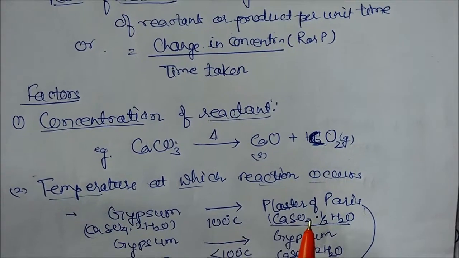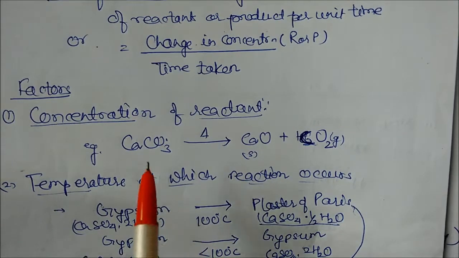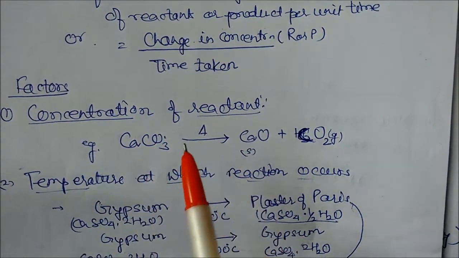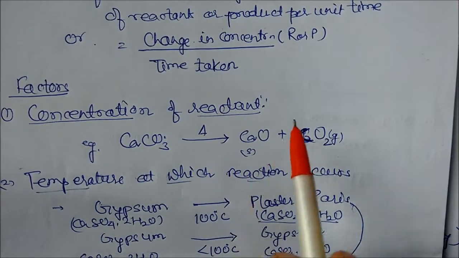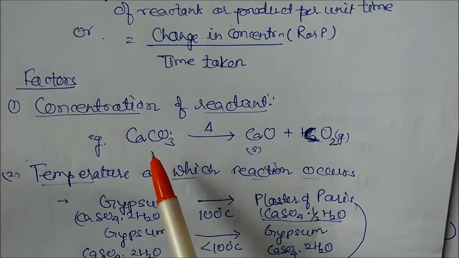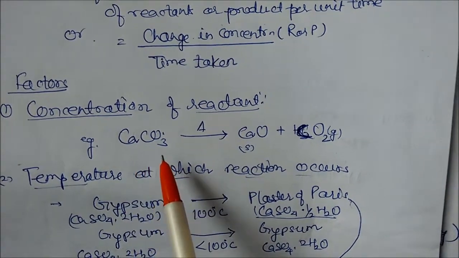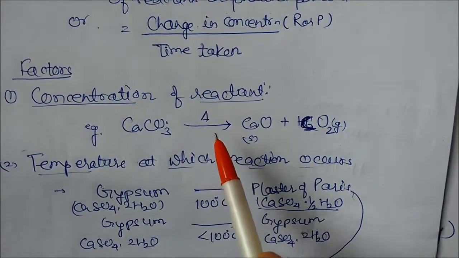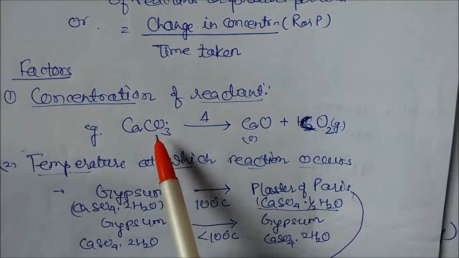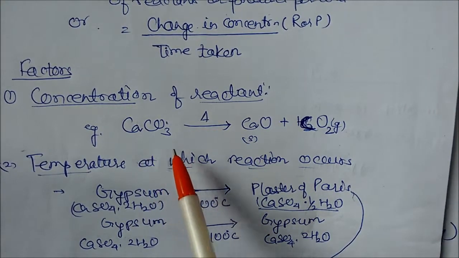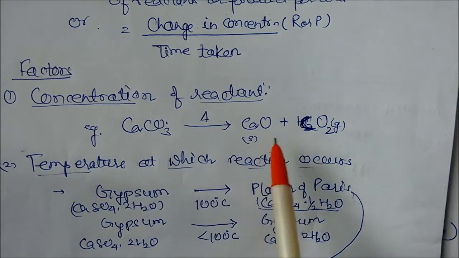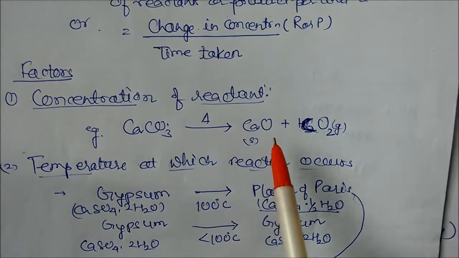One important factor is concentration of the reactant. If the concentration of a reactant is more, then the rate of reaction will change. How is it changing? Say calcium carbonate is one substance, called limestone. On heating, you will get calcium oxide plus carbon dioxide. If you increase the calcium carbonate more and more, or keep heating continuously, you will get this product on one side continuously.